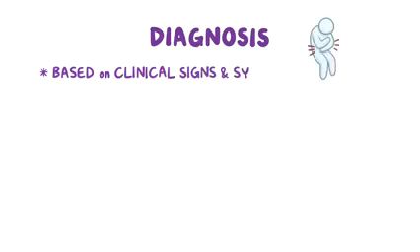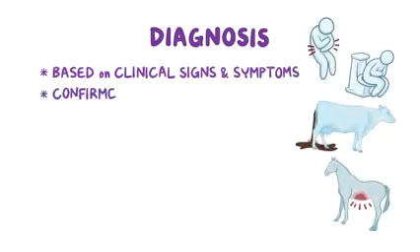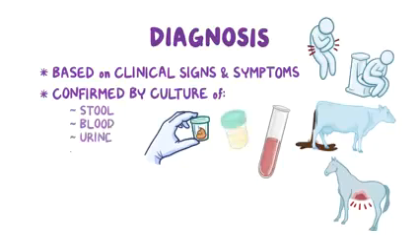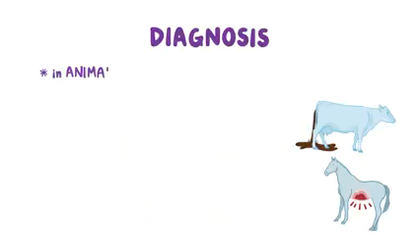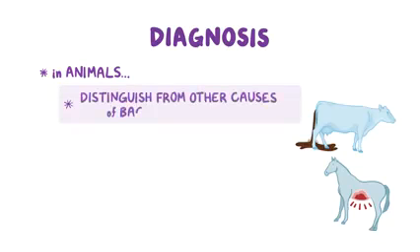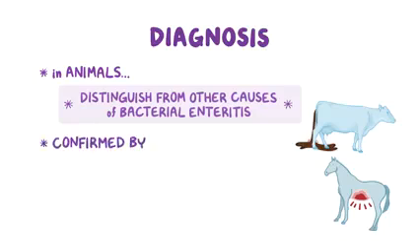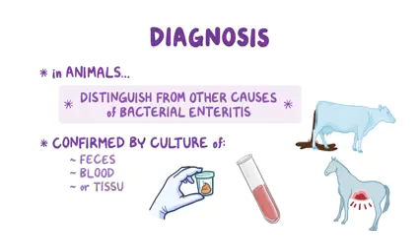Diagnosis of salmonellosis is based primarily on clinical signs and symptoms. It can be confirmed by culture of stool, blood, urine, or tissue. However, test results usually come back after symptoms have resolved, and therefore diagnosis is usually based on the symptoms. In animals, diagnosis can often be suspected based on symptoms, but salmonellosis will need to be distinguished from other causes of bacterial enteritis. As in people, diagnosis can be confirmed by culture of feces, blood, or body tissues.